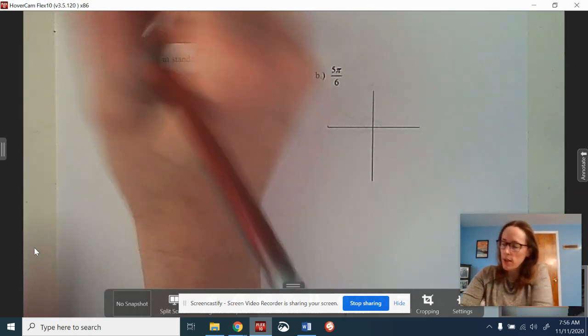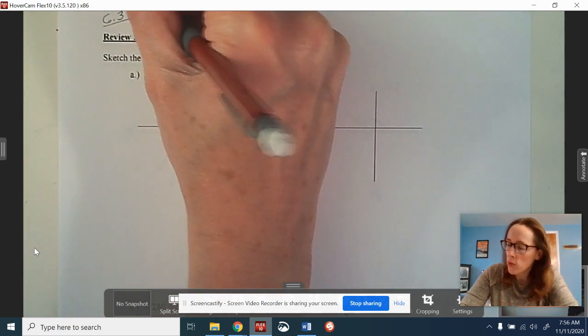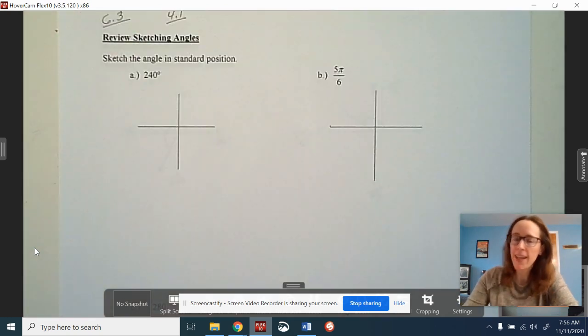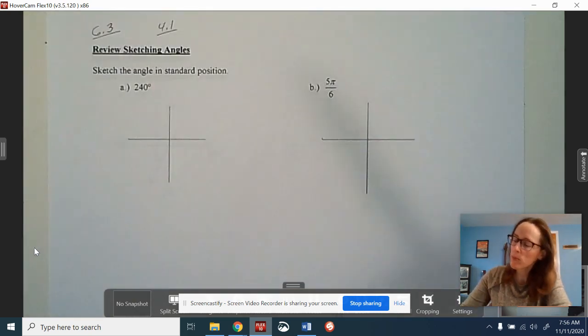So if you are in the period 4 class, this is from section 6.3. If you are in the period 3 or period 8 class, this is from section 4.1 in your textbook. It's a little throwback. Okay.